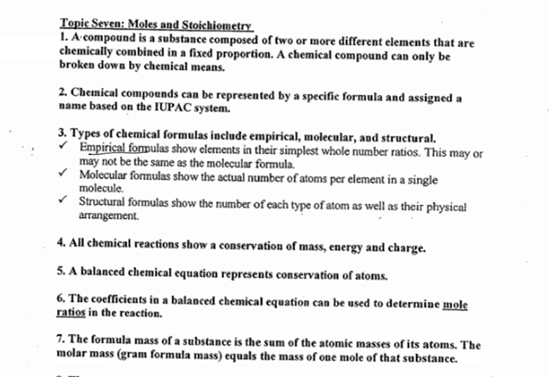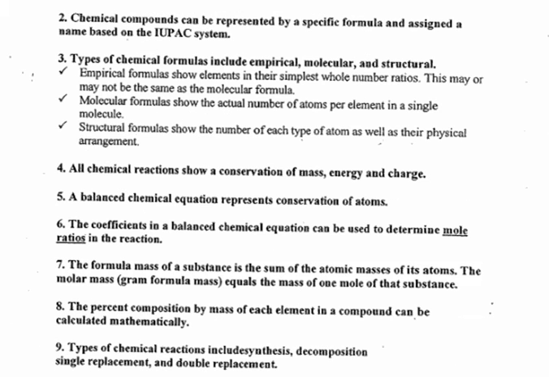So empirical formulas are the simplest ratio. Molecular formulas are the actual ratios. And a structural formula shows, like we did in organic, sticks for the bonds. All chemical reactions show a conservation of mass, so we have to balance a chemical equation.